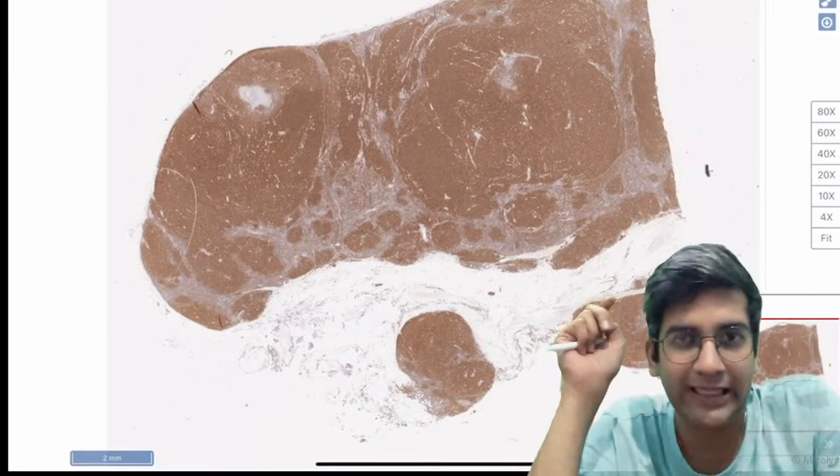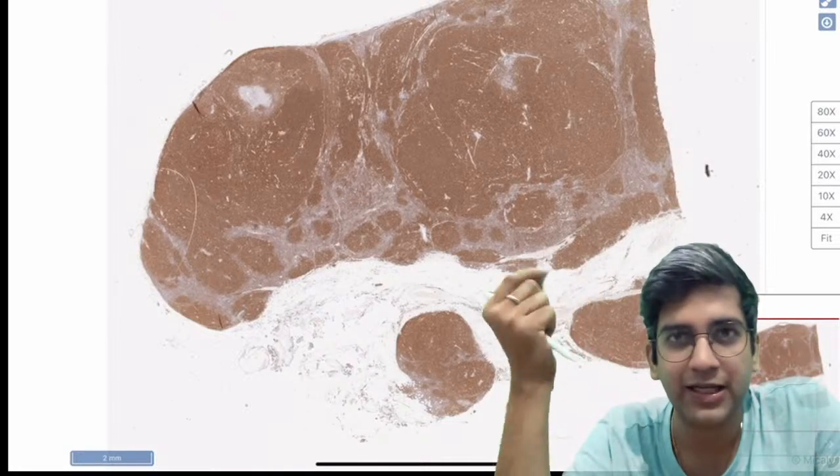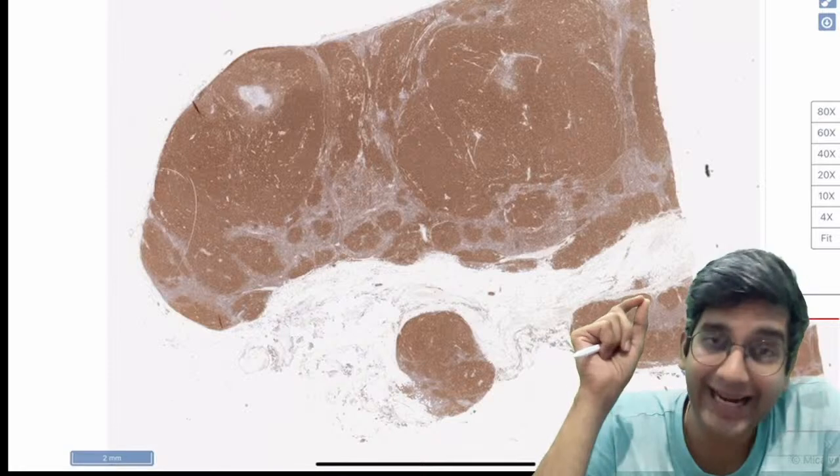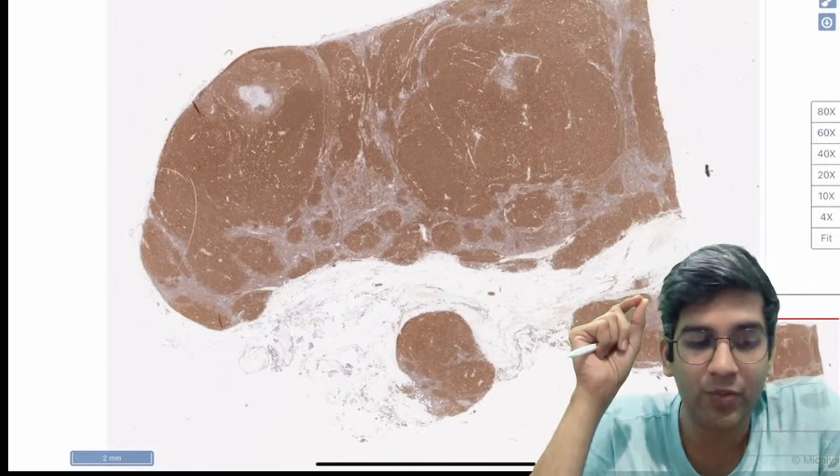I'll zoom in. Definitely you will jump and say it's positive, right? Positivity in IHC is not just brown or not brown. It should be in the exact location where I want it to be, right? Only then I'll go for it.